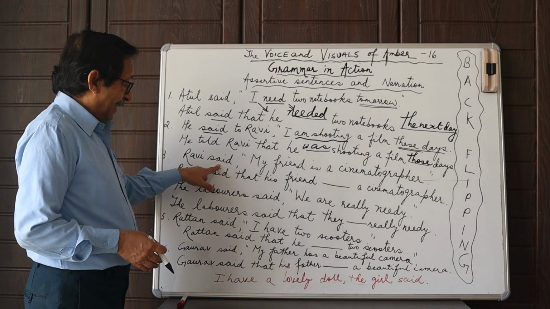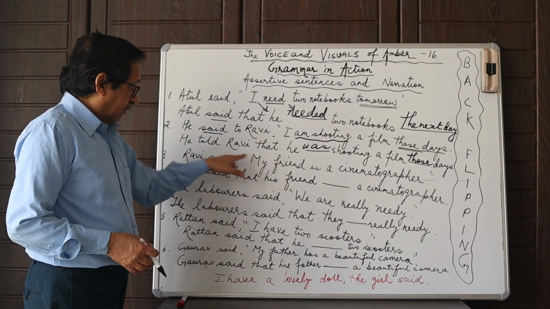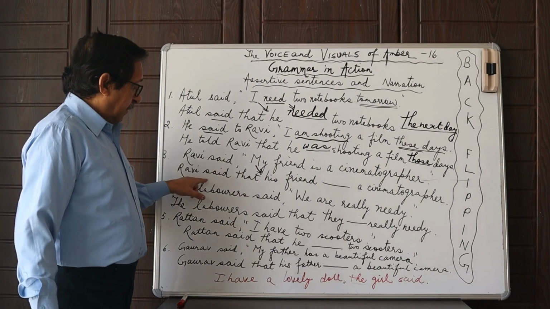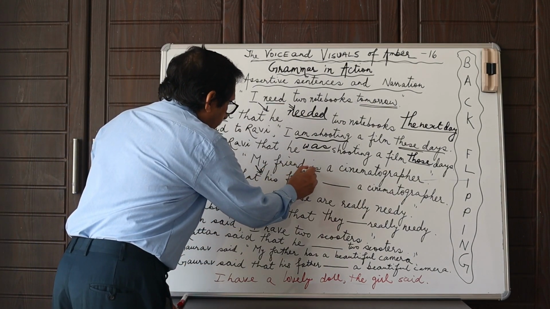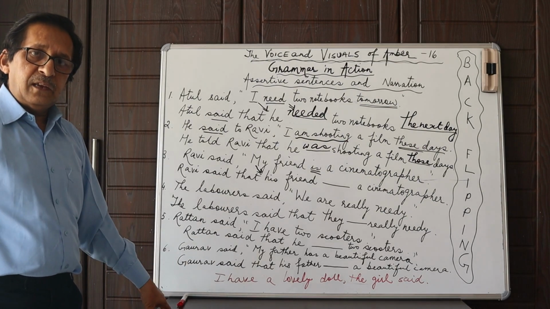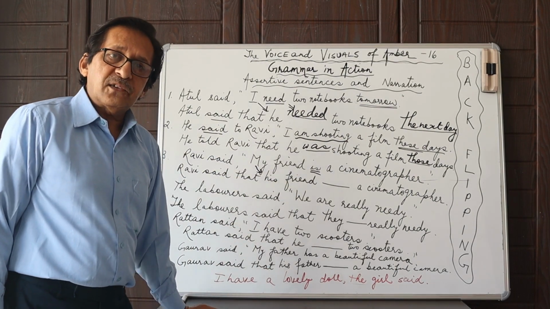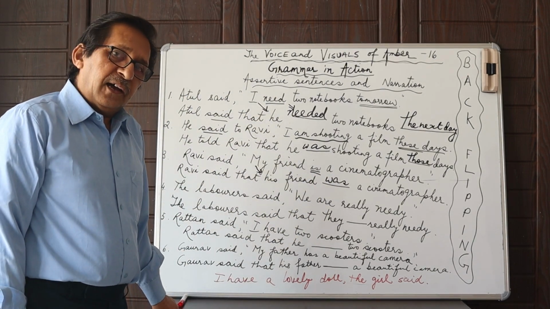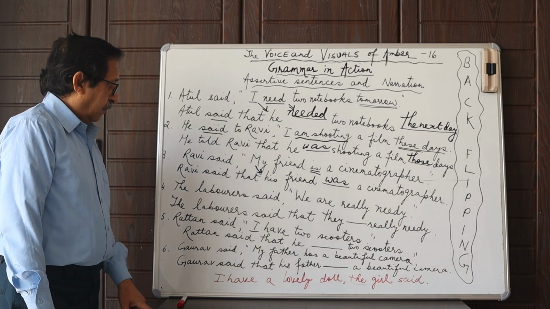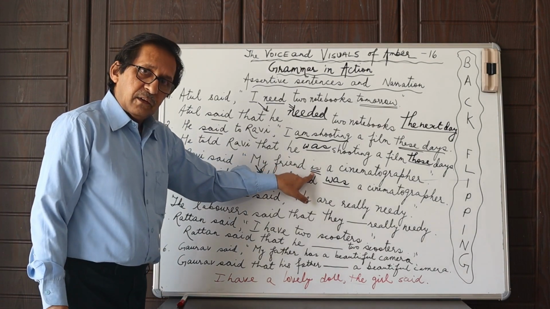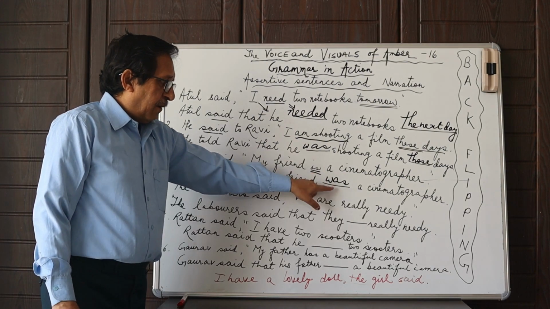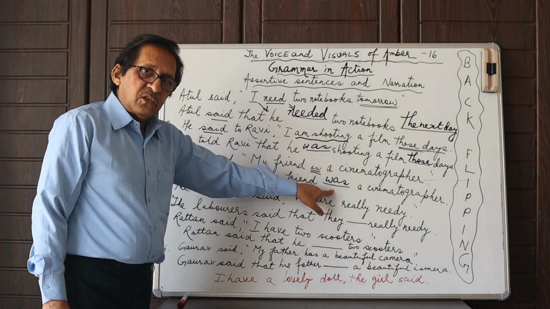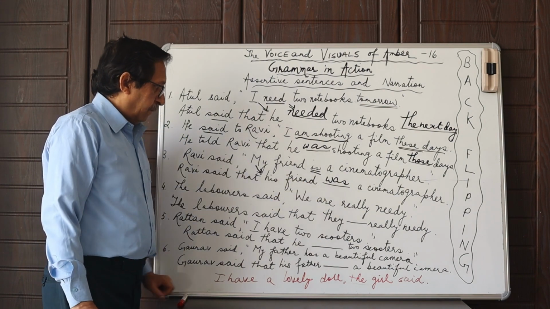So Ravi said that my friend, so it's Ravi's friend, so my will change into his. Ravi said that his friend, and this is the present tense to be, so it will become past tense to be. So Ravi said that his friend was a cinematographer. Again, it's a strict rule, that is therefore becomes was. That is, to be verb present tense becomes to be verb past tense.